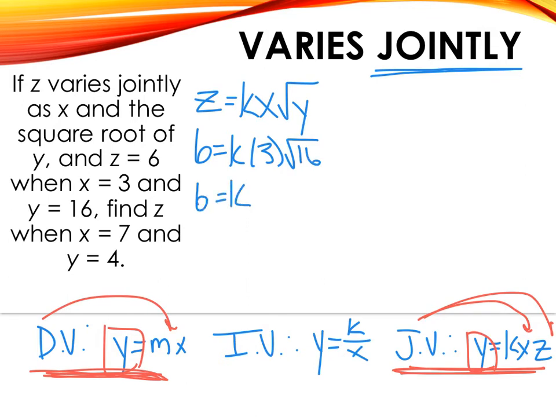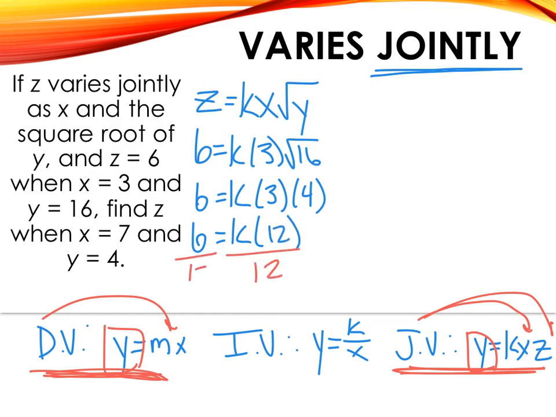So we know the square root of 16 is 4. And we know that 3 times 4 is 12. So then when we divide both sides by 12, you realize that your constant of variation is a half. So our true equation is z is equal to 1/2 times the square root of y.